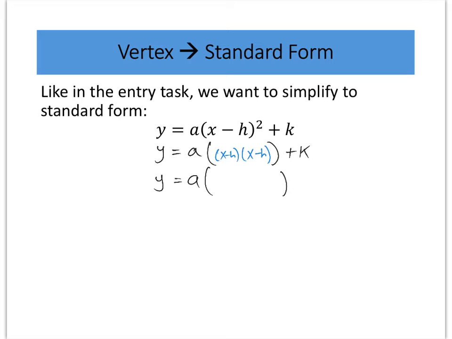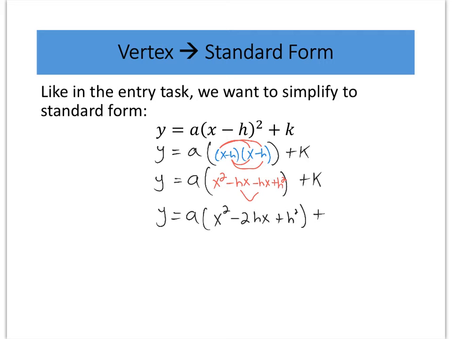A, parentheses, plus k, and x times x, I'll do this in another color, maybe red. So x times x is x squared. x times negative h is negative hx. Negative h times x is negative hx. And negative h times negative h is positive h squared, plus k. And then we can combine like terms here. So I'll do it again: y equals a times (x squared minus 2hx plus h squared) plus k.